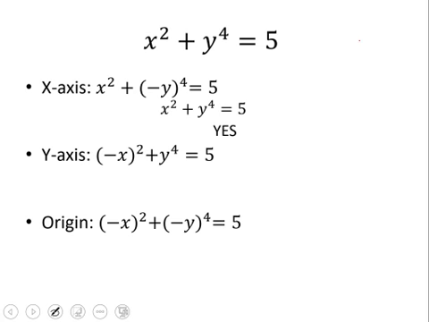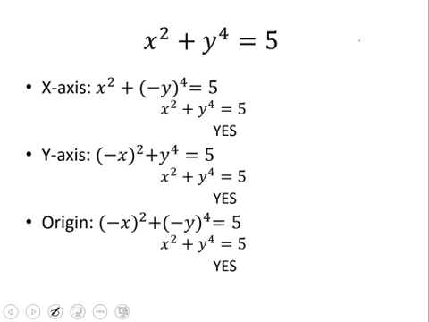Next up, we do it with the x. Negative x squared gets us back to x squared, which means, yes, it is the same. So that means it is a reflection around the y-axis. Okay? And then we do the same with the last one. We do it with the origin. Negative x squared plus negative y to the fourth is equal to 5. Simplify it, and you can put it on the board. Yes, it is. Okay? So, it's a reflection around all of those.